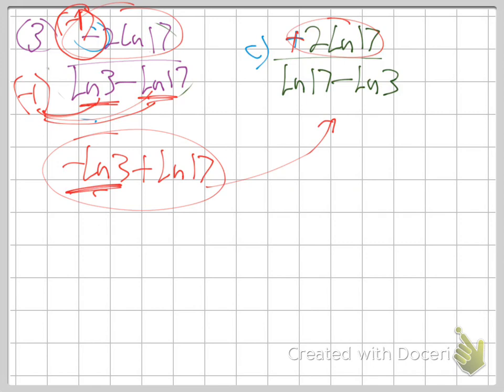What's in front of the ln 3? Negative. What's in front of the ln 17? Nothing, which means positive. Yeah, they're the same. That's the same answer. Do you see that? So you won't be fooled by that.